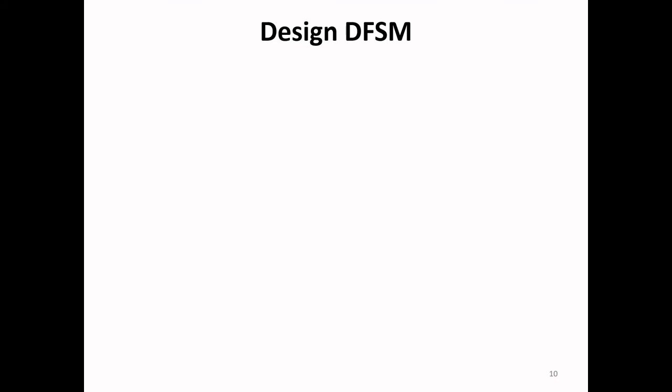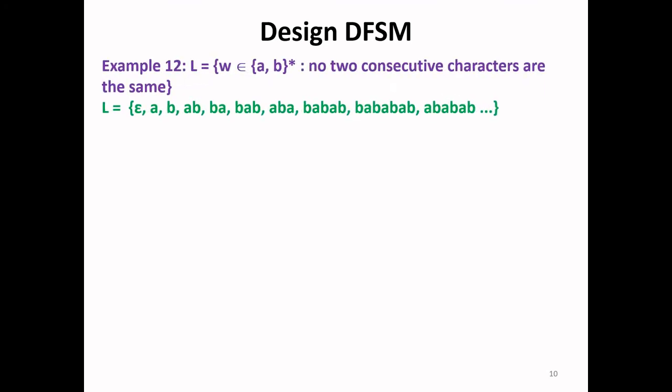Let us design a few more DFSMs with dead states or trap states. Here is a language containing strings of A's and B's with the condition that no two consecutive characters are the same.